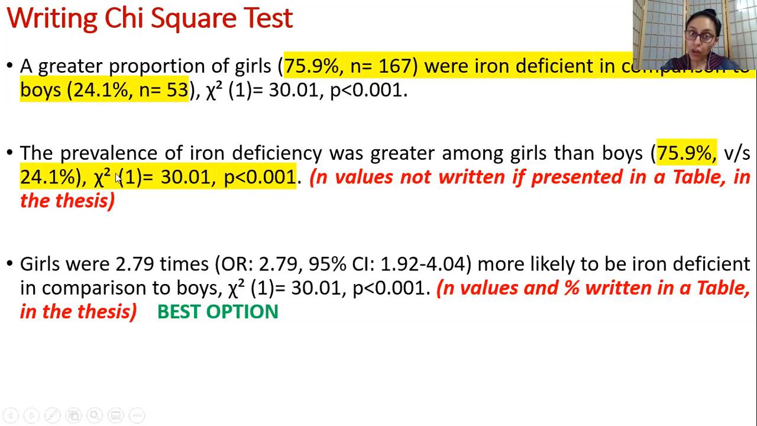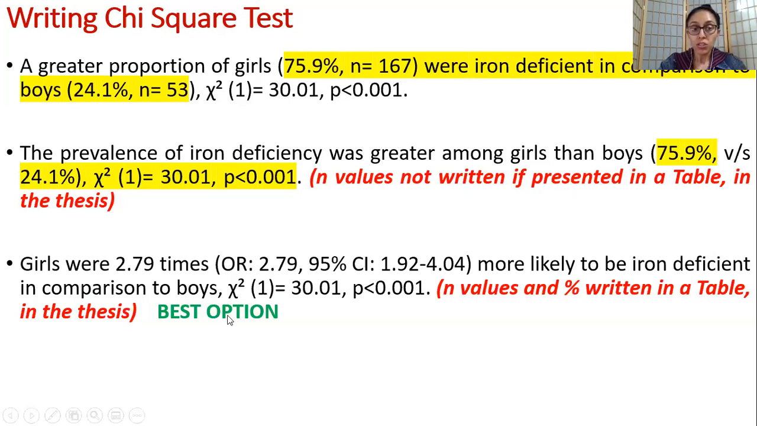Okay, the other way of writing the same result is: the prevalence of iron deficiency was greater among girls than boys, and then you just write the percentage, and then you have your chi-squared, degrees of freedom, and p-value. All right, when is this style useful or favorable? When you have your n values, meaning this 167, 53, written in a table form. So table 1, table 2 of your research paper or of your manuscript. Okay, so that is when the second style is preferable.